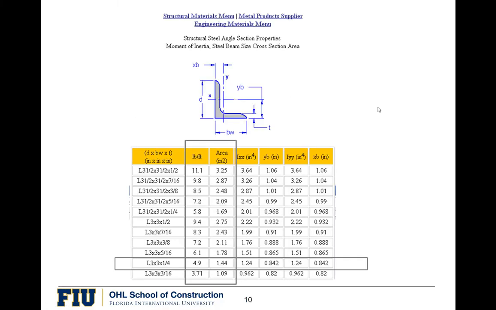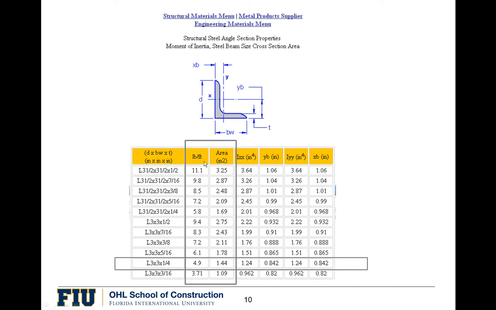We can find information about the angles on the internet. So I found this information where we have the angle. We see that the dimensions are the first number in the L, the second number in the L, and then the thickness of this L is the third number. So L 3 by 3 by a quarter is an L that has 3 inches in this direction, 3 inches in this direction, and the thickness of that angle is 1/4 of an inch.